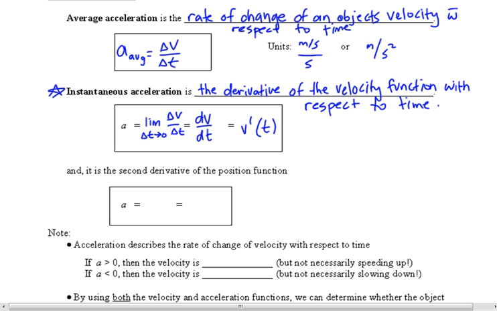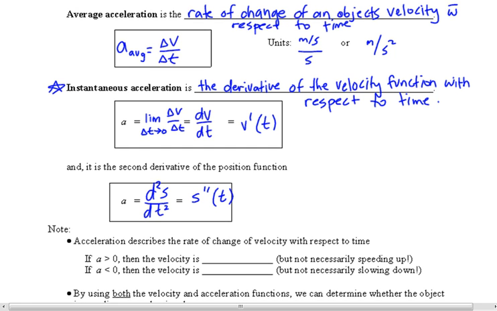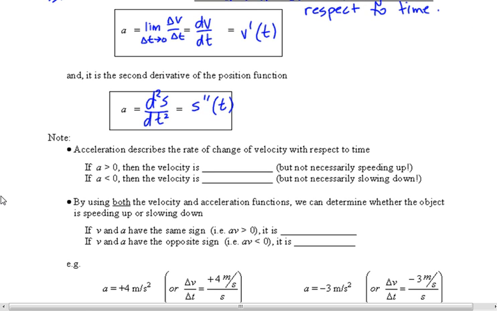The units of acceleration are meters per second squared, or meters per second per second. Nothing really exciting. Or it's the second derivative of our position.